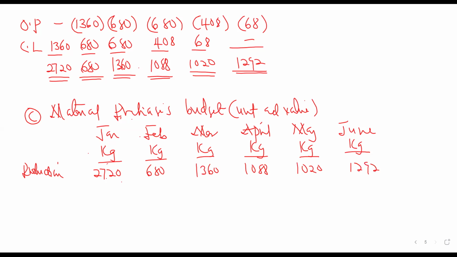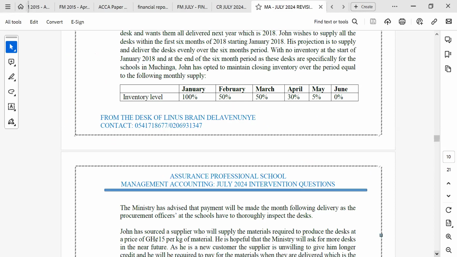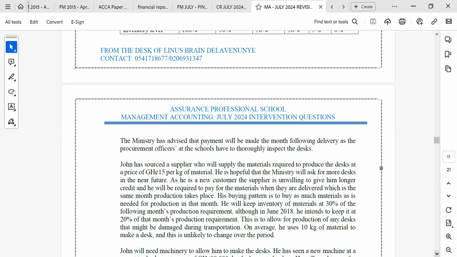But these are finished goods. Those are the goods that we are producing each month. What is the quantity of material that we are using? We are using 10. The 15 is the cost: 15 cedis per kilogram. On average, he uses 10 kilograms of material to make a desk, and this is unlikely to change over the period. So every desk, we are using 10 kilograms.